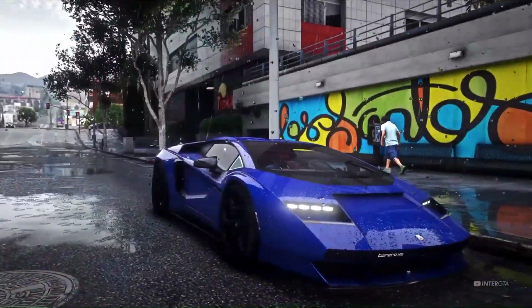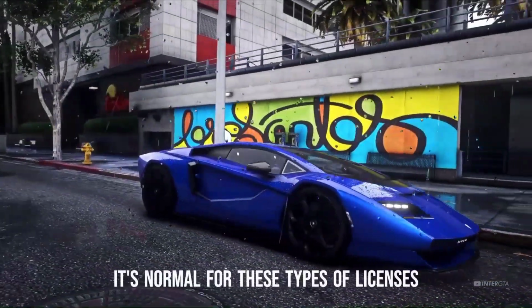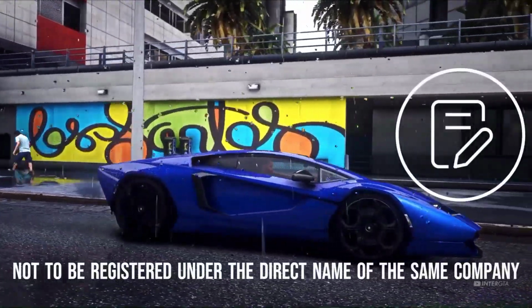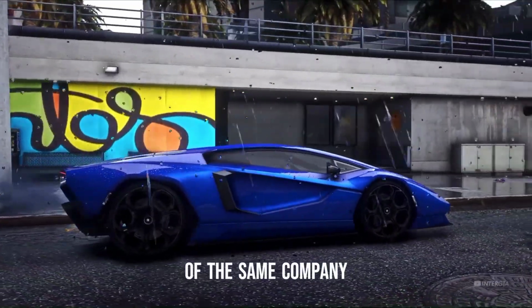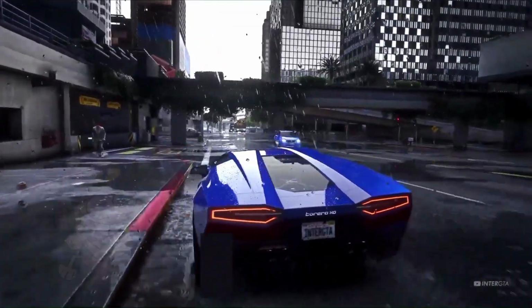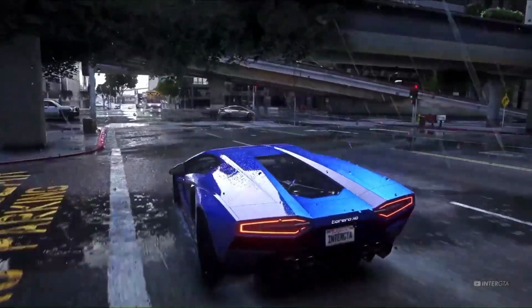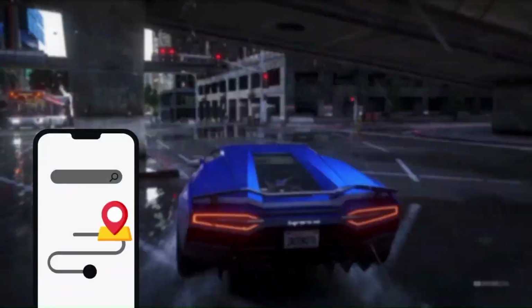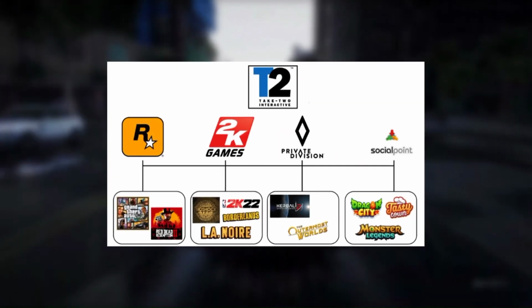Now, as we mentioned in the previous video, it's normal for these types of licenses not to be registered under the direct name of the same company. That is, if we submit GTA San Andreas and it hasn't been released yet, we could maybe say that the patent was created by Timmy, who sooner or later we should have mentioned the specific address, in this case of Take-Two, to demonstrate that they are obviously the proprietors of the patent.